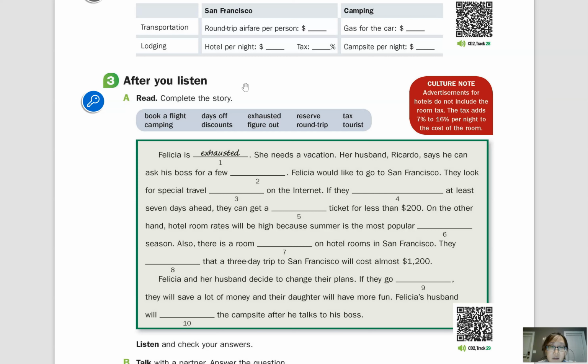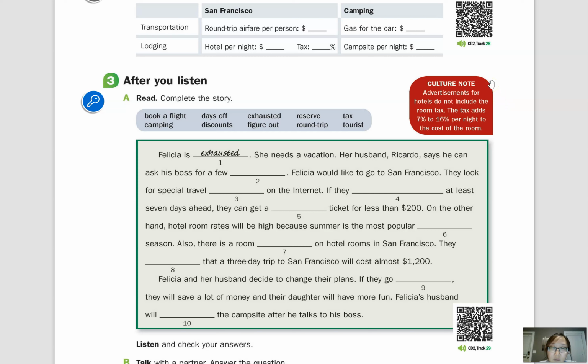Okay, and I'm sure you're already aware of this, but just in case, let's look at it together. Advertisements for hotels do not include the room tax. The tax adds 7 to 16% per night to the cost of the room. And this is true for lots of things in the United States, especially regarding travel.